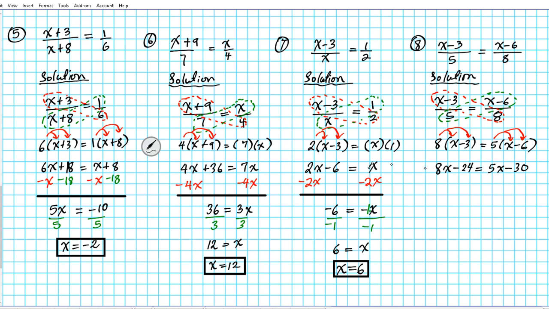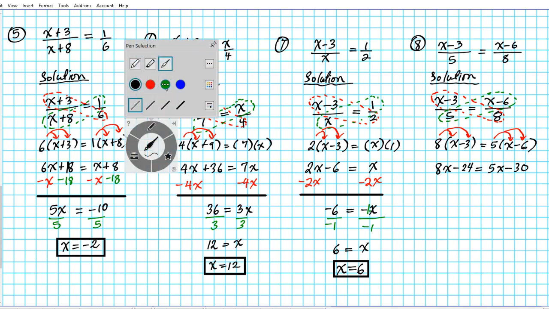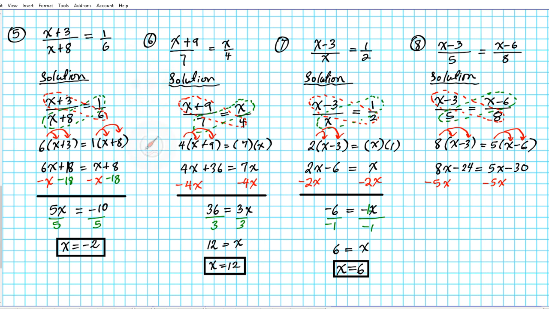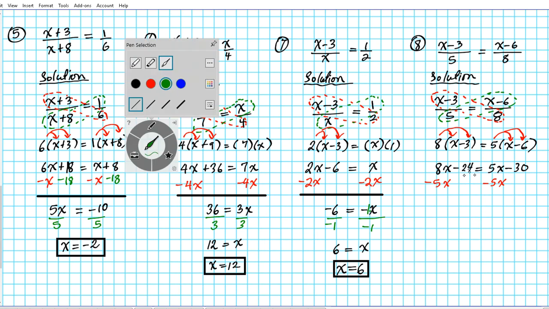Now we're going to collect the like terms to the different sides of the equation. Let's move the variables to the left side, okay? So we'll subtract 5x from both sides. And then we're going to move the constants to the right side of the equation. We have minus 24 here. The inverse is plus 24. We'll add 24 to both sides of the equation.